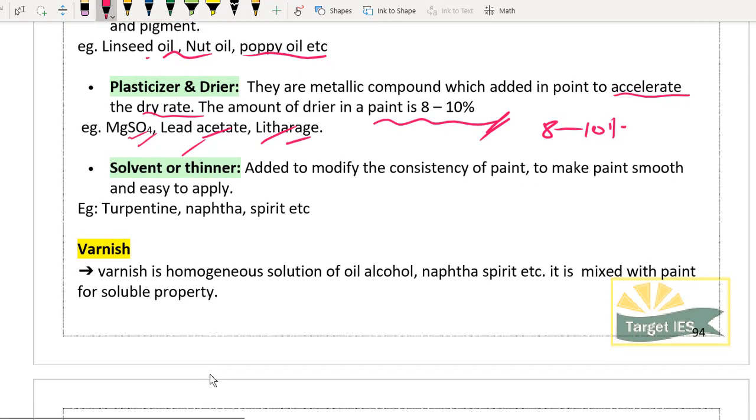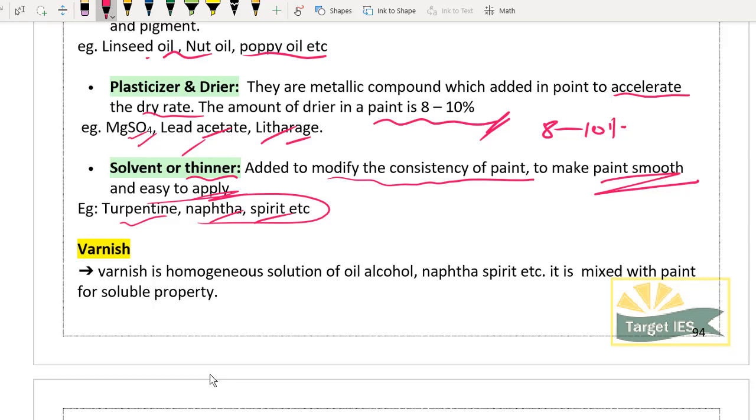Similarly, we have solvent and thinner. Why do we need thinner? Obviously, it is added to modify the consistency of paint, to make our paint smooth, so that it is easy for us to apply it on our walls. For example, turpentine, naphtha, spirit. So these examples are very important. The exam can ask what turpentine and spirit are used for? So 4 options will be there: vehicle, base, dryer, thinner. Answer is thinner or solvent. Okay, so this is about paints.